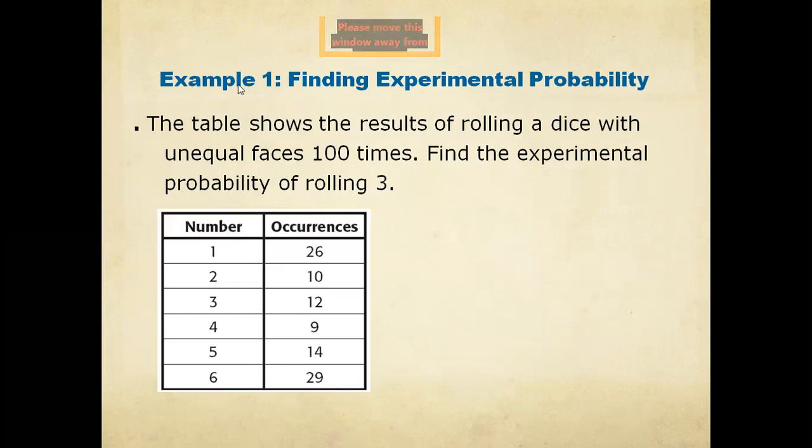This is an example of finding experimental probability. Here, the table shows the results of rolling a die with unequal faces. See? This is not theoretical. The most important thing about theoretical probability is to be fair. When it's not fair, that's not theoretical. This is unequal faces, rolled 100 times. Find the experimental probability of rolling 3.